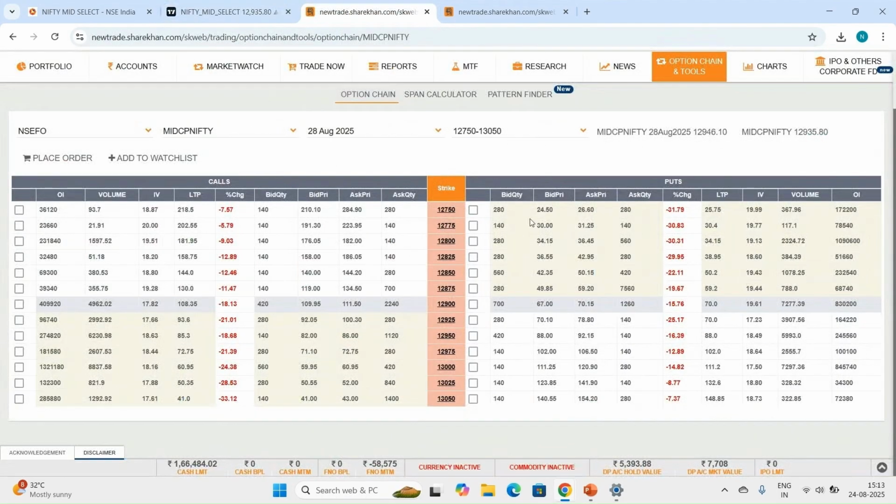Let me also show you how to select the strike price. Now, if you look here, midcap Nifty was trading at 12,935. So as we know that 12,900 is the support.